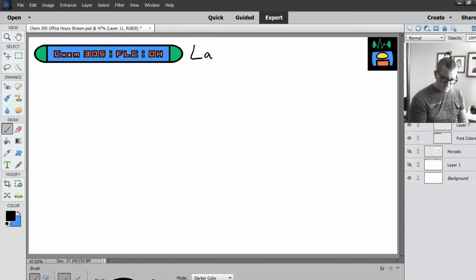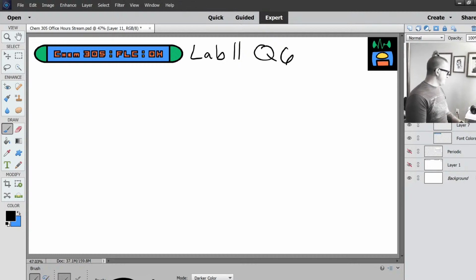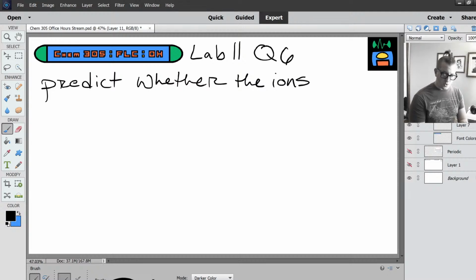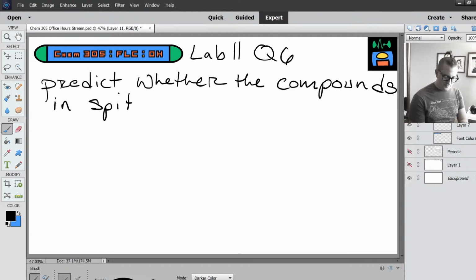All right, so this is Lab 11, question 6, which asks us basically to predict whether the major compounds in saliva or spit are acidic or basic.